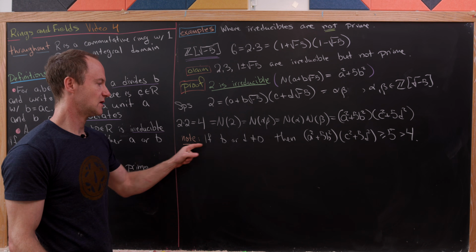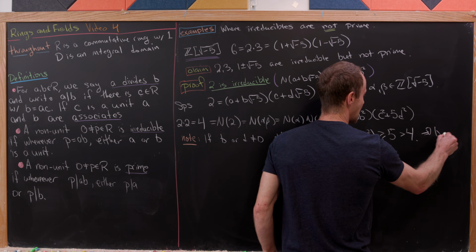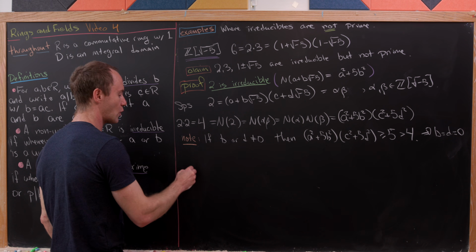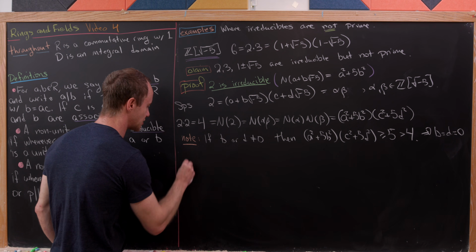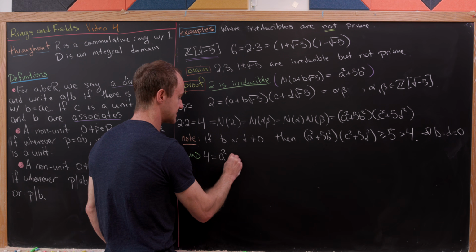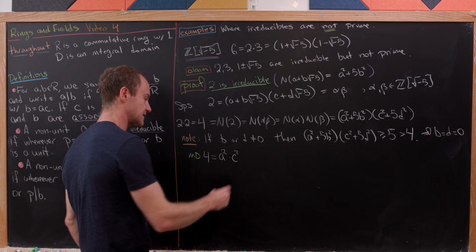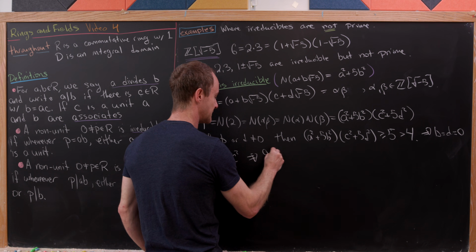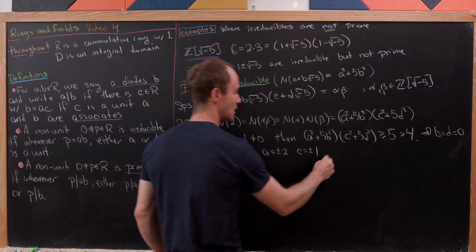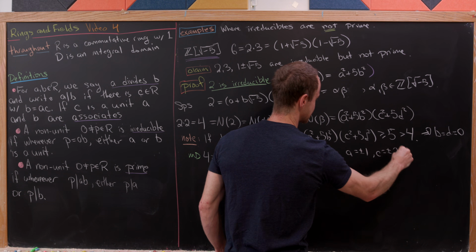So what does that tell us? Well, if b or d is bigger than 0, we have a problem. So that means that b and d both have to be equal to 0. But that means our equation right here immediately turns into this. So we have 4 is equal to a squared times c squared. Okay, but now let's observe that means that we have two cases. A is either plus or minus 2 and c is equal to plus or minus 1. Or a is equal to plus or minus 1 and c is equal to plus or minus 2.